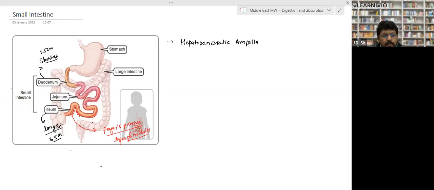In some places, particularly in the ileum, there are some nodules. These clustered nodules are called Peyer's patches or lymph nodules.